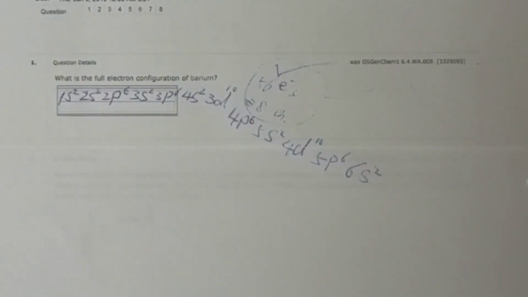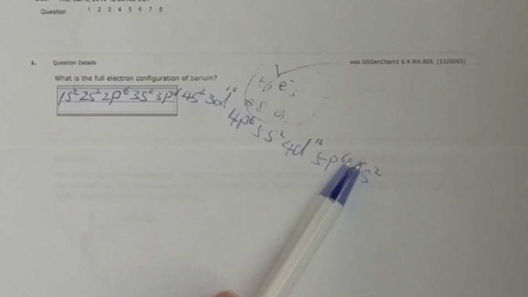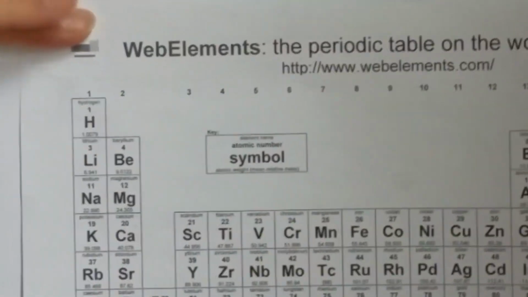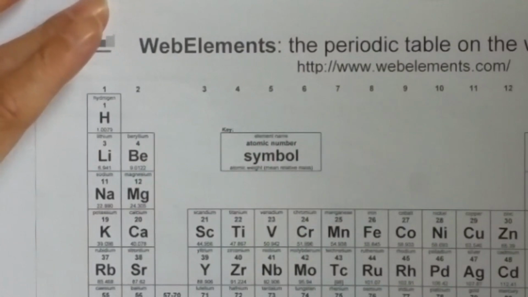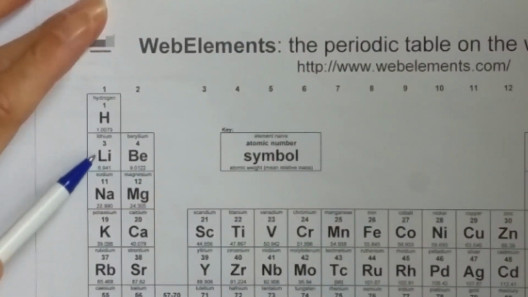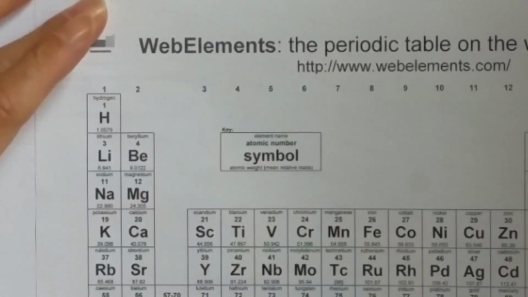And if I may, this tells us barium is actually in the 6th period. So let's confirm. Barium, n equals 1, 2, 3, 4, 5, 6. So everything comes together. That's question number 1.